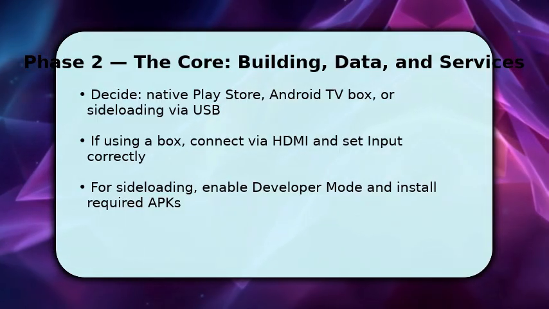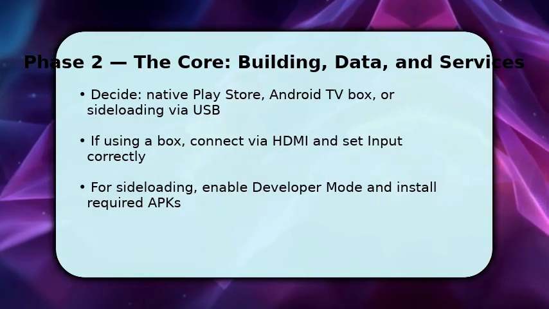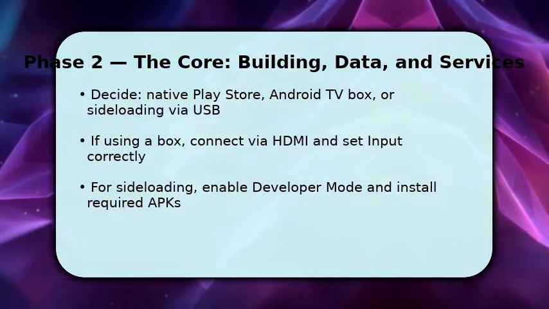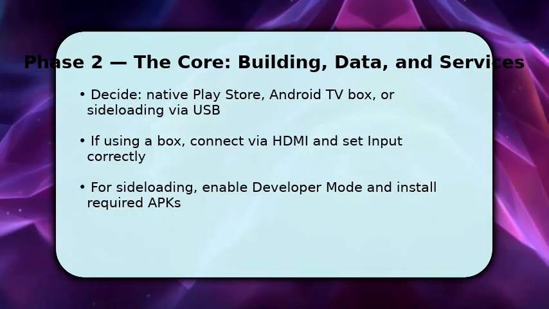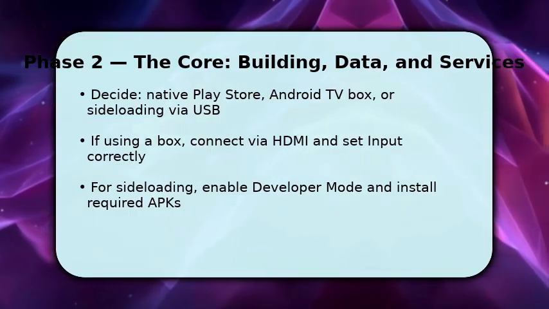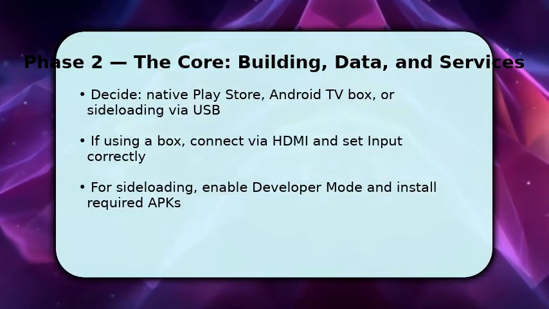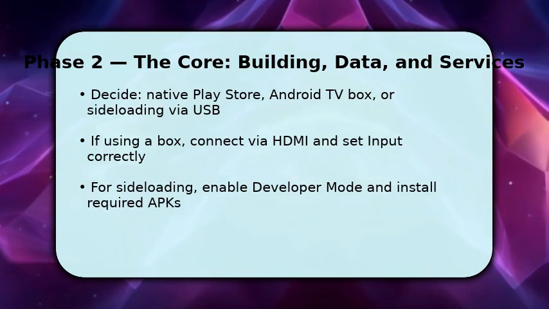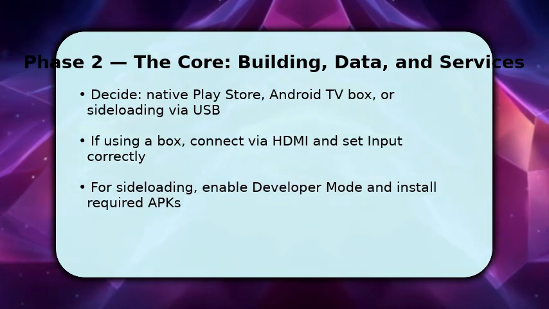If sideloading, enable developer mode on the TV if supported, allow unknown sources, and transfer the Play Store and Google Services APKs via USB. Make sure versions match the TV's architecture and Android base.